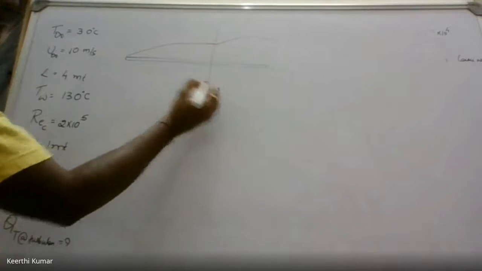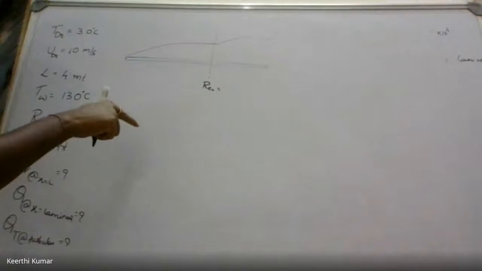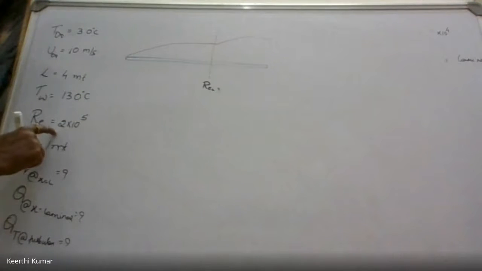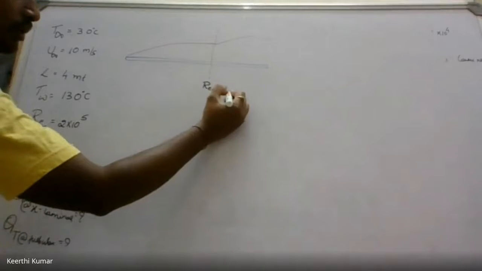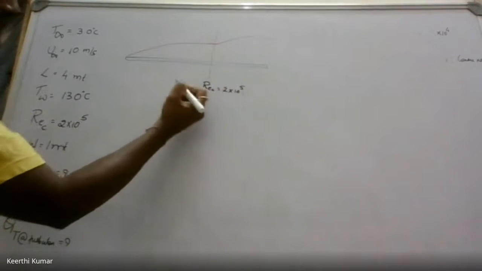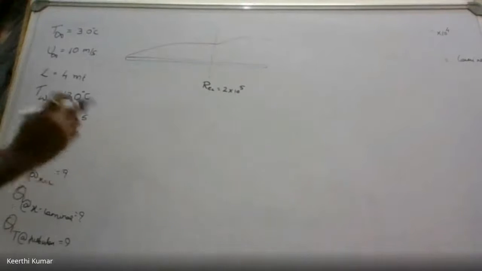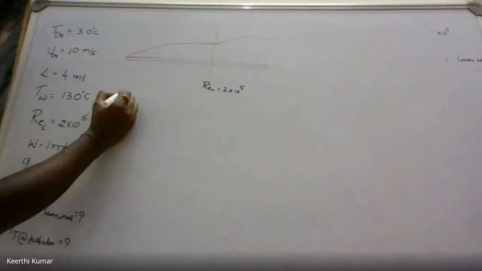Re critical is generally 5 into 10 to the power 5. But now he has given 2 into 10 to the power 5, so let me take 2 into 10 to the power 5. This is the portion where below this is laminar, above this is turbulent. So what he is asking, first, what is the general step we should do first?